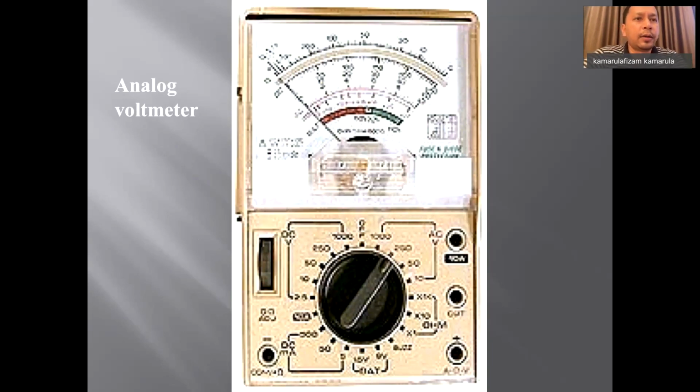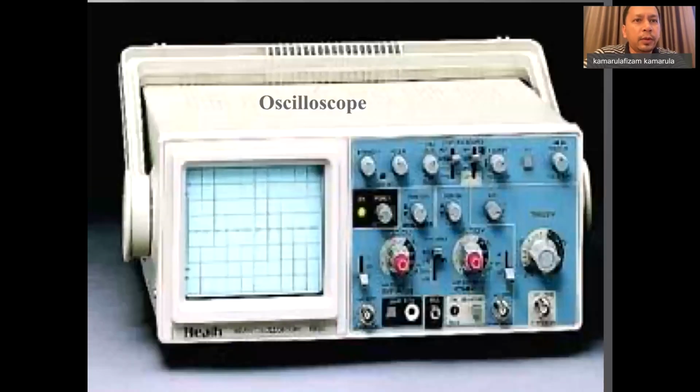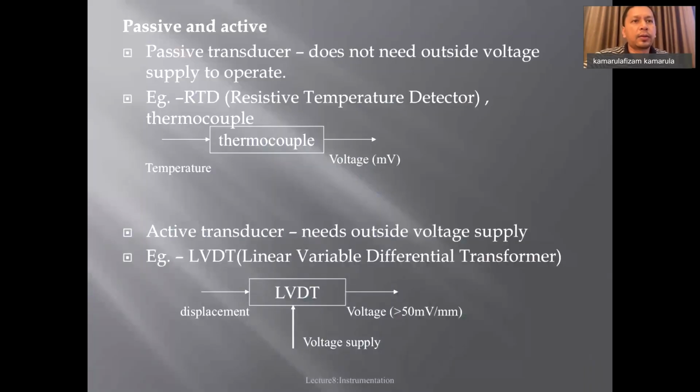So this is the example of an analog voltmeter. You are seeing the needle over there. The same thing goes here, oscilloscopes. Next, we will be looking at the passive and active transducer.